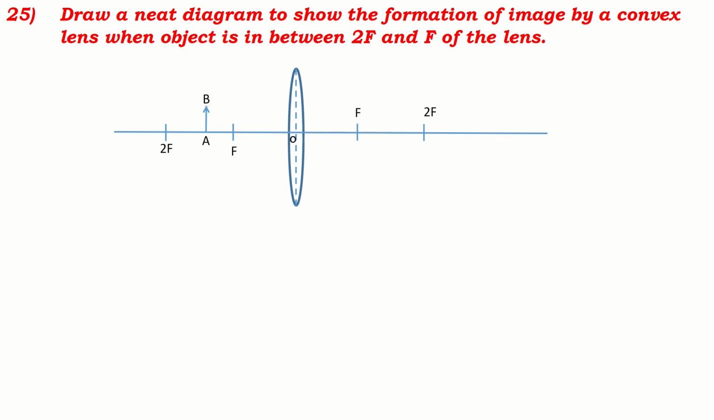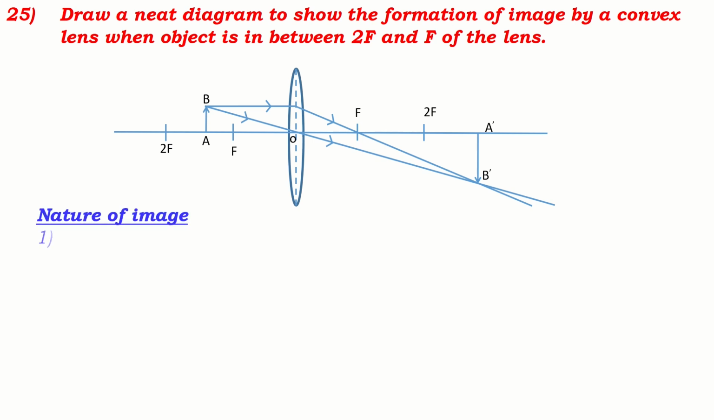Now, a ray of light coming from the head of the object passes through the focus, and another ray of light coming from the head of the object is shown passing through the optical center, and they are intersecting at this point. That's why the head goes down to this point and the image becomes bigger than the object. The image can be named A dash B dash.